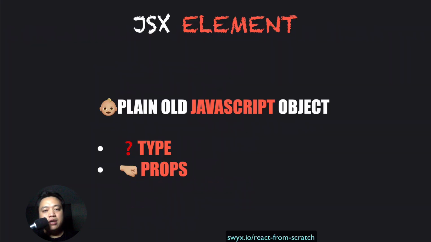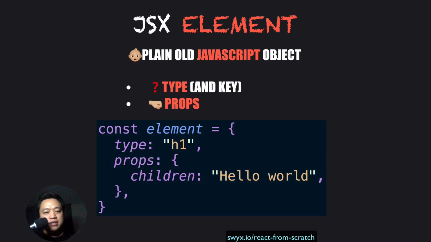Okay, so we're going to start by explaining what a JSX element is. It's really just a plain old JavaScript object. It has a type and it has props. So if you try to put it in code, it kind of looks something like this. I simplified it a little bit, but that's an h1 with a hello world as child. And that's really all the data that you need to represent HTML in JavaScript, which is essentially what JSX really is.